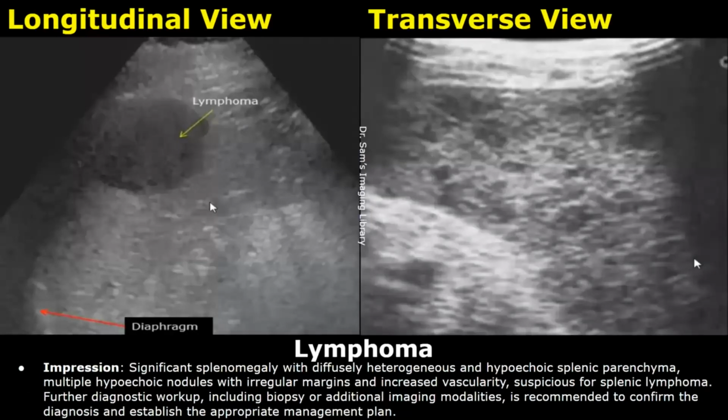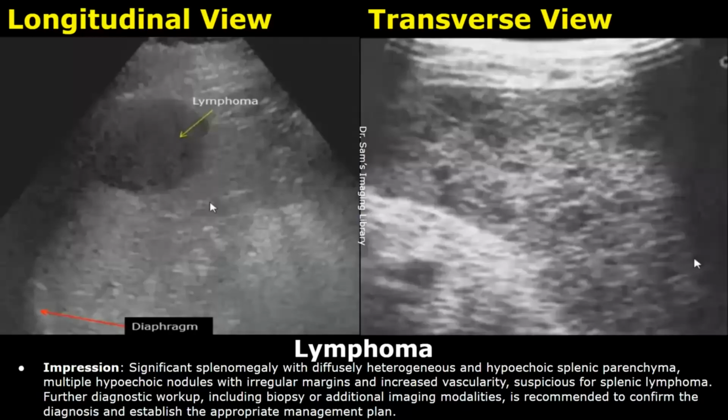This is the impression. Significant splenomegaly with diffusely heterogeneous and hypoechoic splenic parenchyma. Multiple hypoechoic nodules with irregular margins and increased vascularity, suspicious for splenic lymphoma.